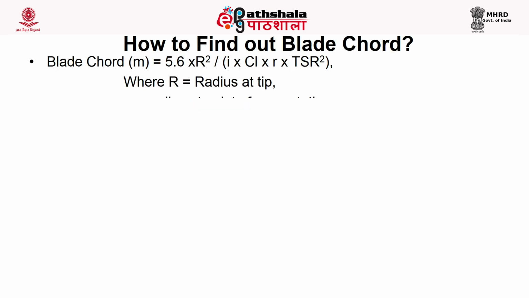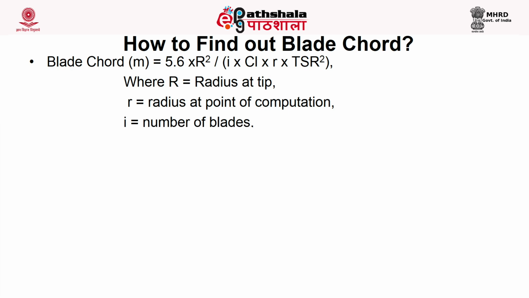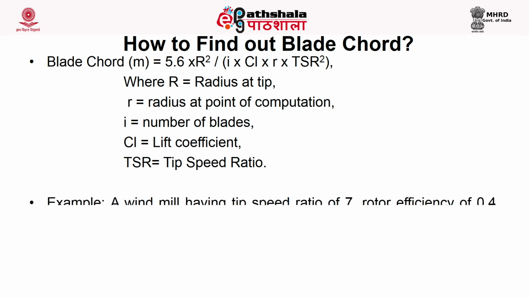Blade chord is equal to 5.6 times R squared divided by I times Cl times r times TSR squared. That is 5.6 times the radius at tip, divided by I, the number of blades, multiplied by the lift coefficient, multiplied by the radius at the point of computation, and multiplied by the square of the tip speed ratio.